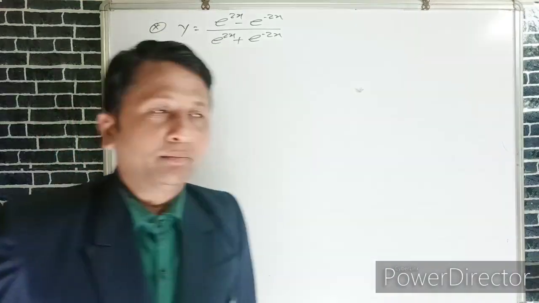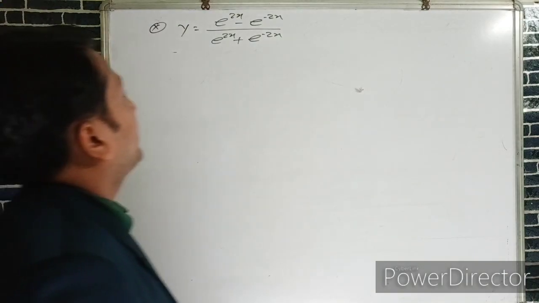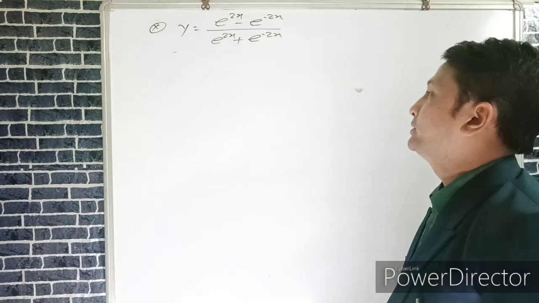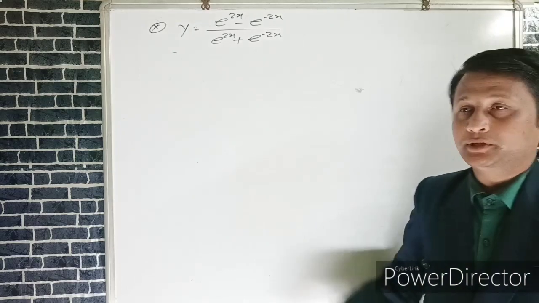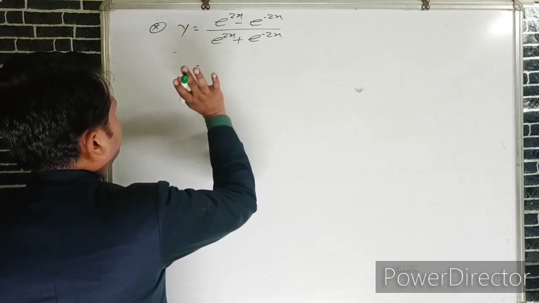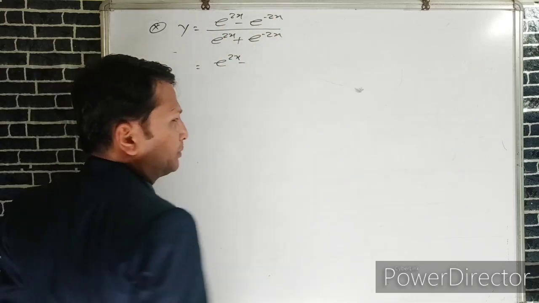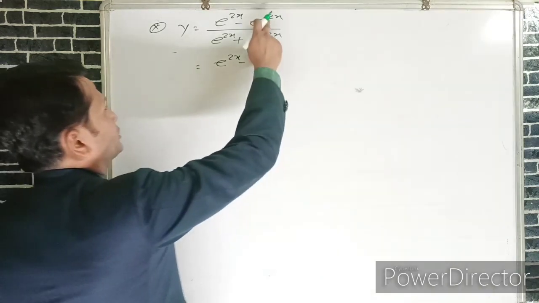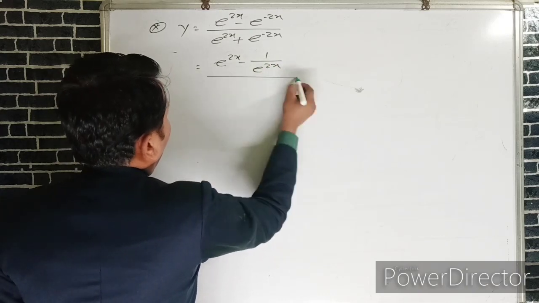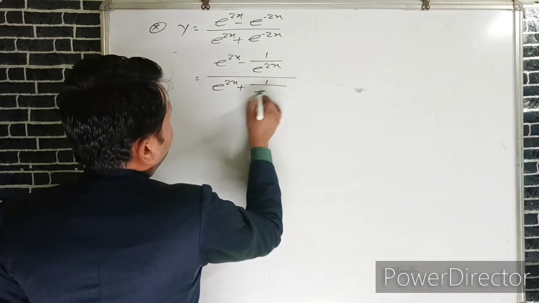This is example number 10: y is equal to e raised to the power 2x minus e to the power minus 2x upon e to the power 2x plus e to the power minus 2x. First we simplify this example. After simplifying, if the power of e is negative, then we can write it as 1 upon e to the power 2x: e to the power 2x minus 1 upon e to the power 2x, upon e to the power 2x plus 1 upon e to the power 2x.